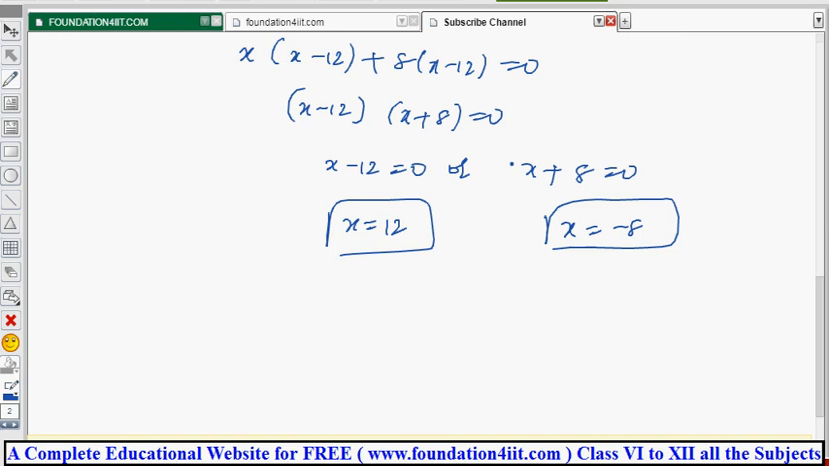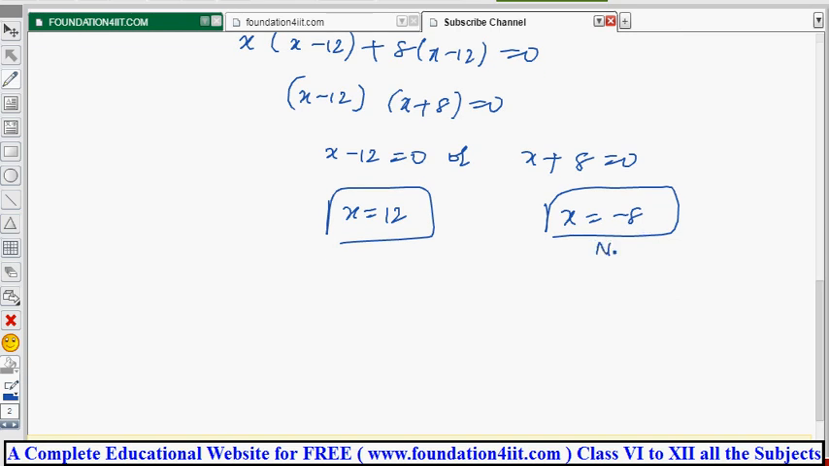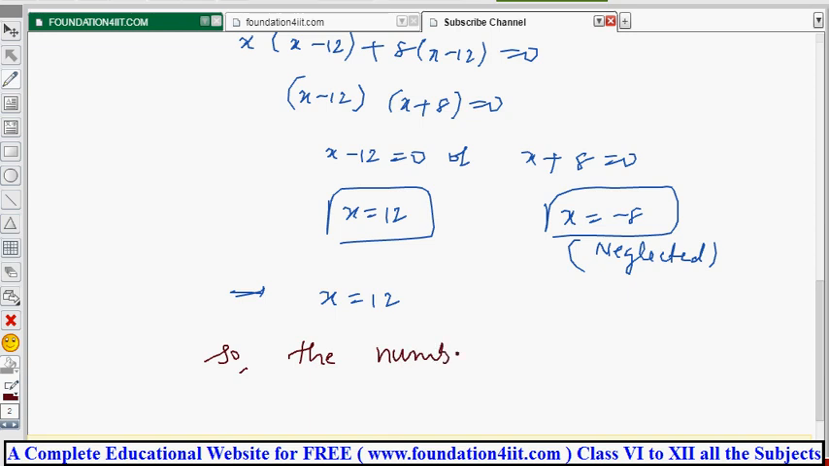But they said natural numbers, so this is neglected, because they said all are natural numbers. Therefore, the solution is x is equal to 12. Once you know 12, then the other numbers you can find out. One is minus 1, one is plus 1, right? So the numbers are: 12 is the middle, the starting one is 12 minus 1, the next number is 12 plus 1. Therefore, 11, 12, 13.